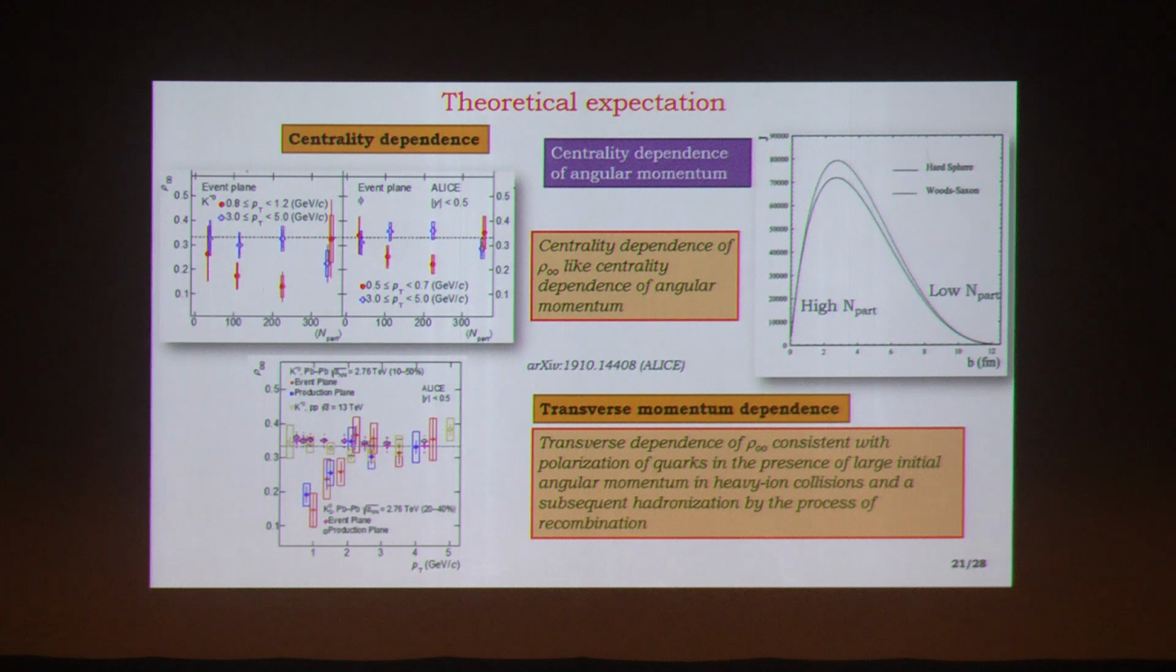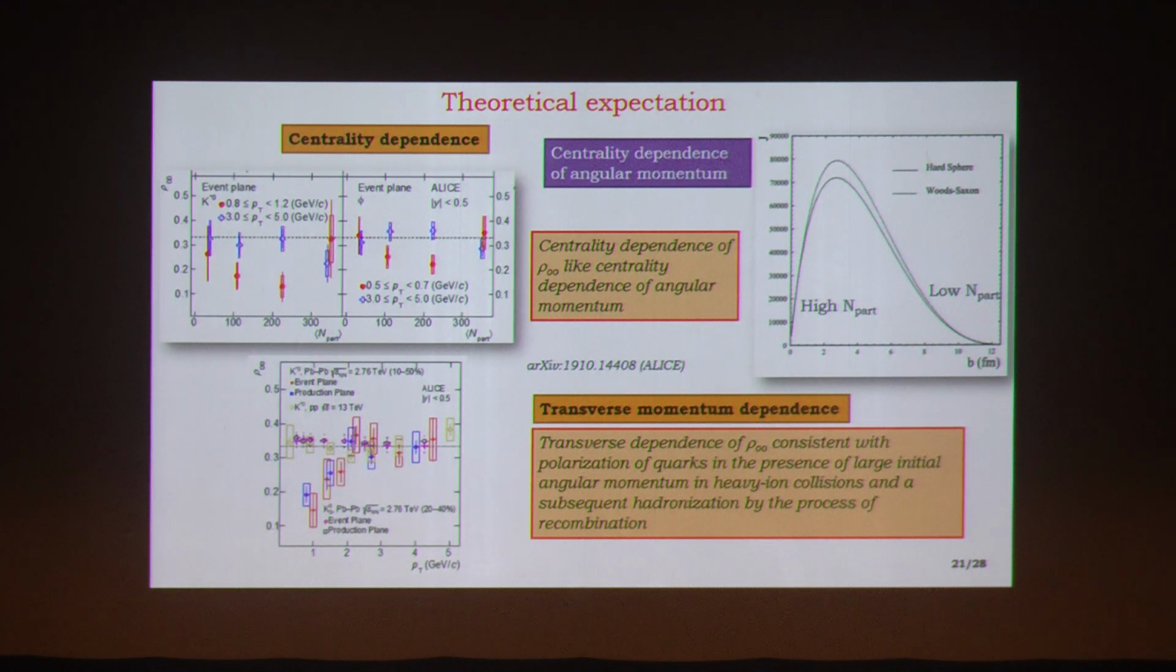So let's see whether it qualitatively agrees with the theory expectation. The theory expectation was that since the angular momentum is maximum for the mid-central collisions, you should expect the phenomena you observe to have maximum effect there, and going to small values at both ends of the impact parameter, and that's the trend it seems to show. The other theory expectation was the transverse momentum dependence.